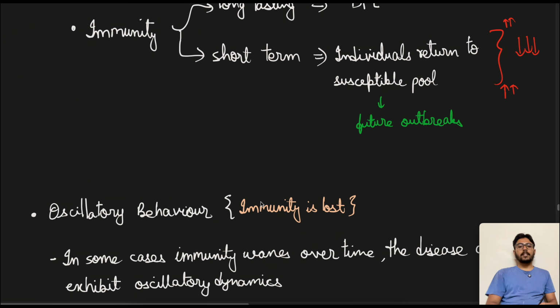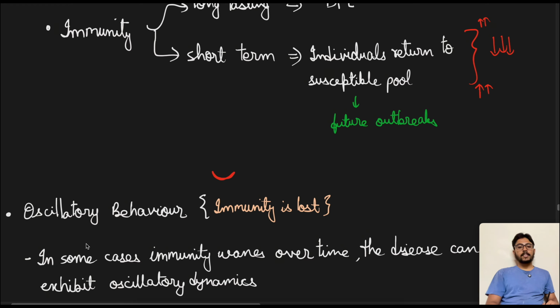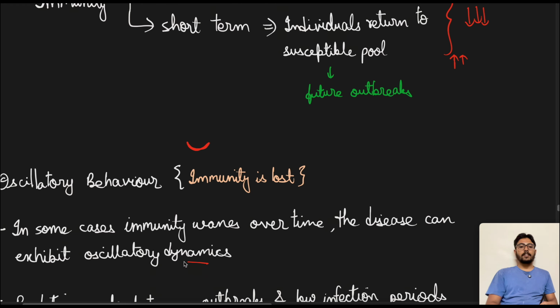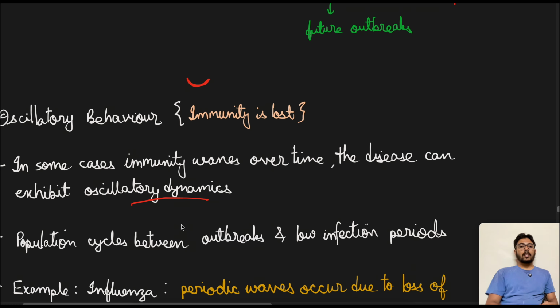Next, we go to the oscillatory behavior. Now this is something where we kind of oscillate between states of infection and recovery. So in some cases immunity wanes over time and the disease can exhibit oscillatory dynamics. The population cycles between outbreaks and low infection periods.